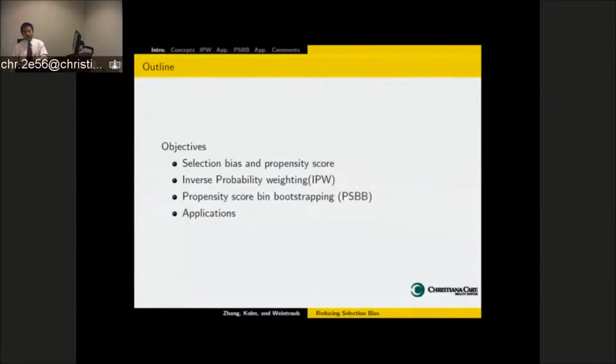I will continue to use an application example. Last Friday, I mentioned an example. Also, I would like to use another example, which involves a smaller sample size, so that I will illustrate how we can use propensity score, specifically using IPW and PSBB, to address the imbalance in observational studies.